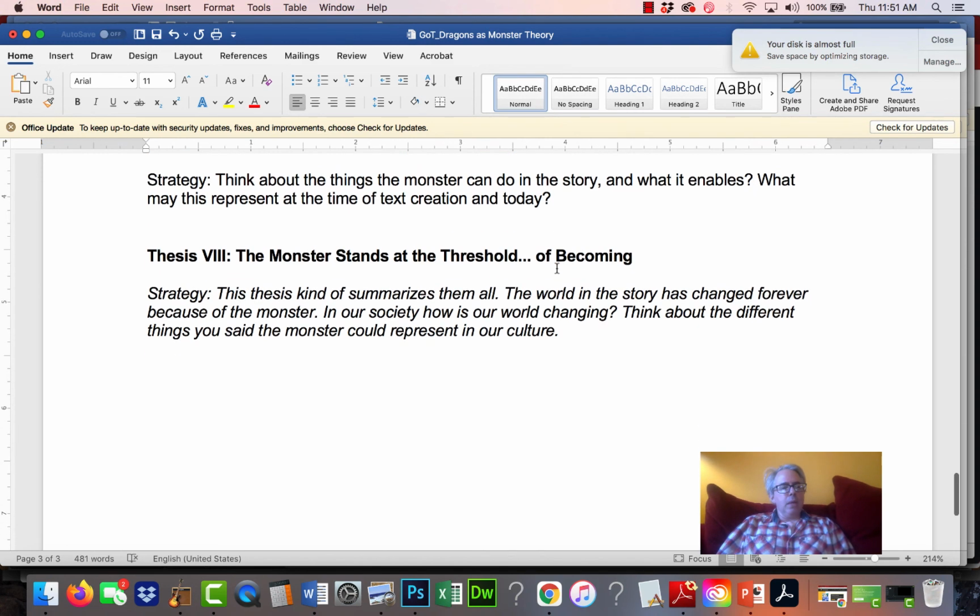And then finally, number 8, the monster stands at the threshold of becoming. For me, I feel like this kind of summarizes all of them. What now, with what the monsters enabled to happen in the story, how did that change the story because of the monster? So that world in the story is changed forever, right? And think about how it was changed forever in the Game of Thrones world. The cat is out of the bag. It's changed the landscape of what's going on in Westeros and on that planet forever.